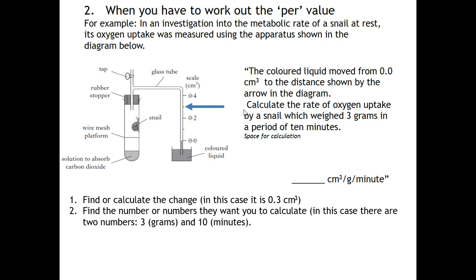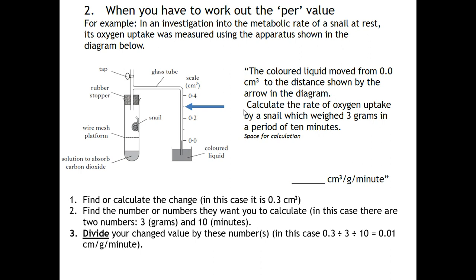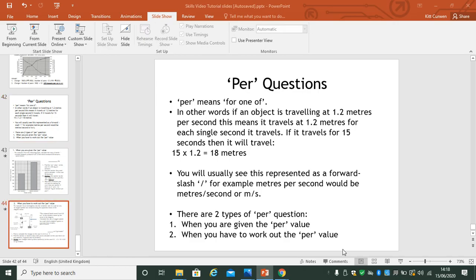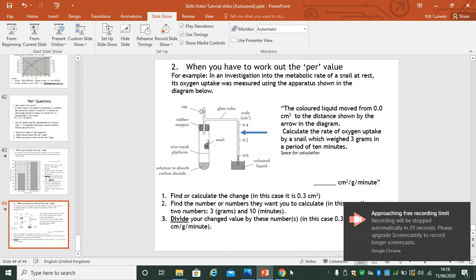The reason that we're dividing, firstly, by 3 for the 3 grams, is because it has to be per gram, which means for 1 gram. And again, if you look at the units, that gives you a clue. Okay. And also it's per minute, so for 1 minute. So it travelled this distance in 10 minutes. If I want to find out how far it travelled in 1 minute, I have to then divide that number by 10 as well. And that gives you the answer of 0.01 centimetres cubed per gram per minute. So hopefully that's helped you with the per questions, and good luck with the examples.